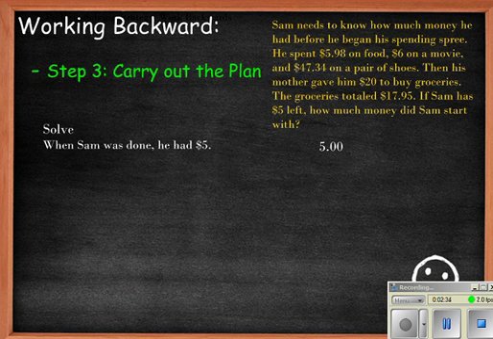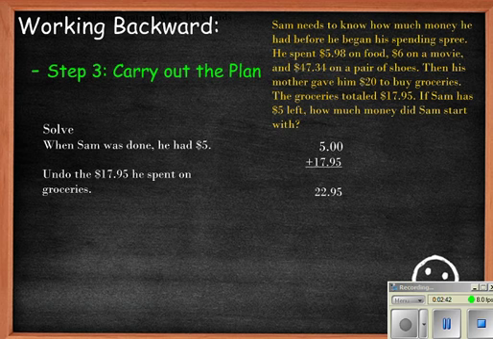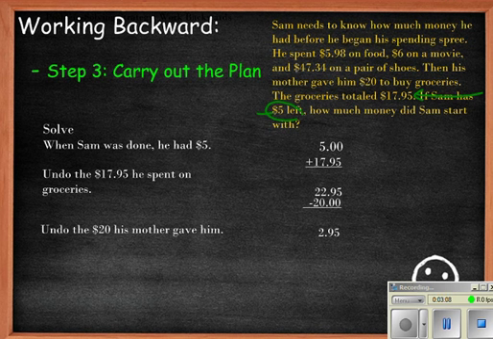So we have our problem there, and we know that when Sam was done, he had $5. So we have that over there, $5. The next thing that we know is that if we go backwards, we're at the $5, and we know he spent $17.95. So we are going to add the $17.95 to the $5 he ended with, and we're at $22.95. Then our next step is we're going to undo the $20 his mom gave him. Now she gave him $20 and added it, but by working backwards, we are going to subtract the $20. So now he's back to $2.95.